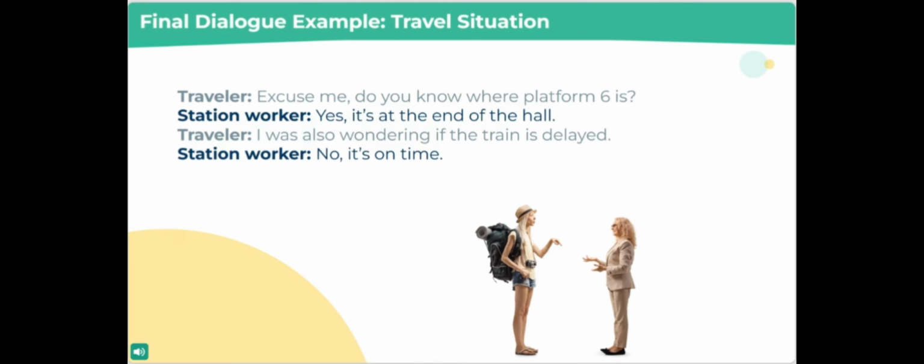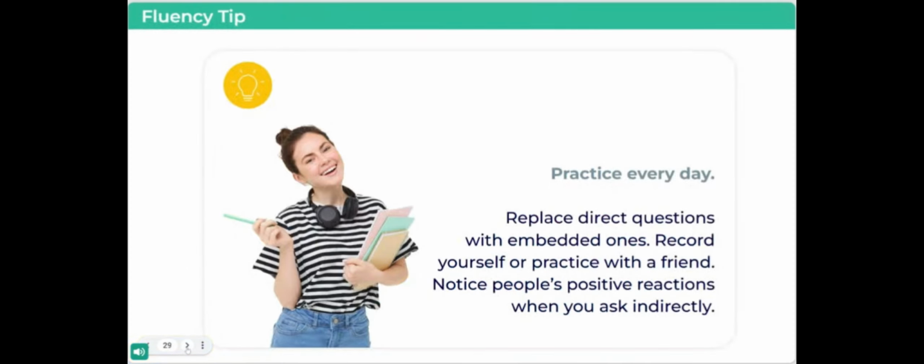Okay, another very useful dialogue pattern for us. So we have fluency tips: practice every day, of course, replace direct questions with embedded ones, record yourself or practice with a friend. This is a very good idea. And notice people's positive reactions when you ask indirectly. It's true. Indirect questions create positive reactions.